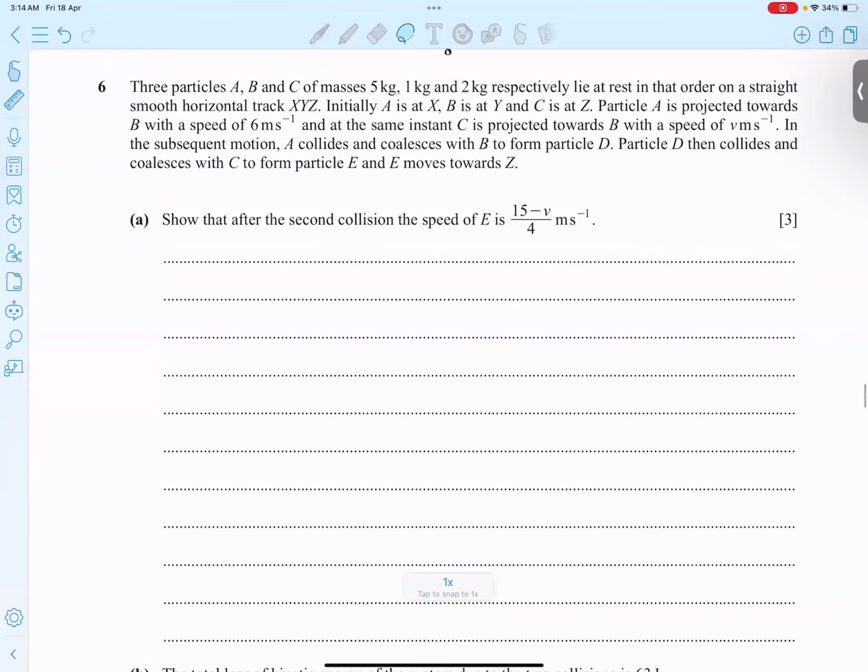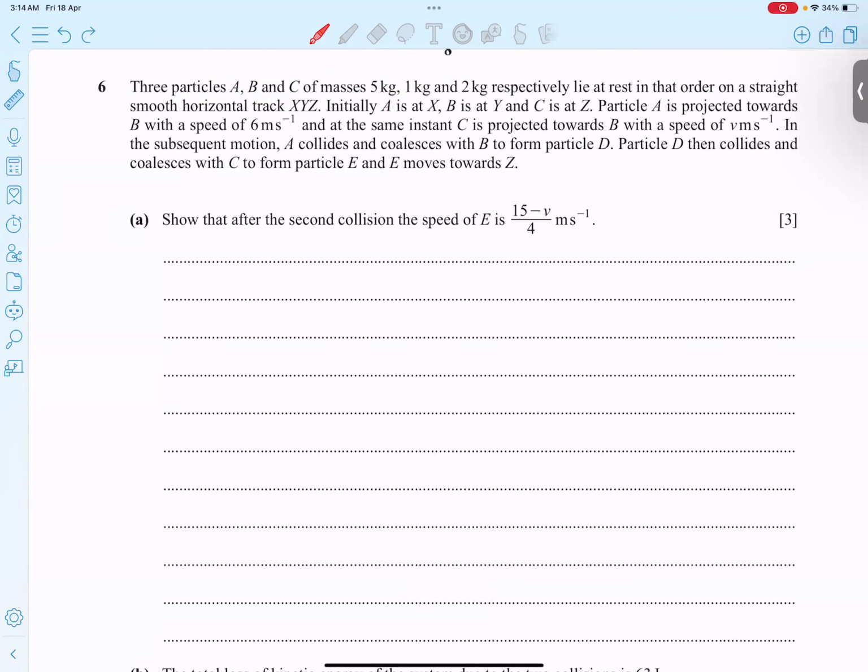Question number 6, we have three particles A, B, C. A's mass is 5 kilograms, keep in mind B is 1 and C is 2. They are at rest in the beginning, and they lie at X, Y, Z on a track. A lies at X, B lies at Y, C lies at Z.